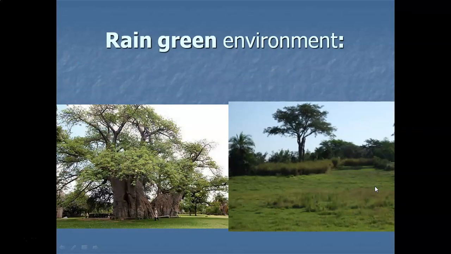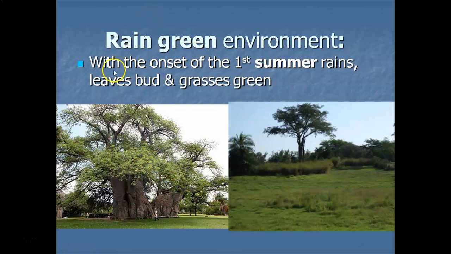Now, the famous thing about the tropical savanna is it's known as a rain-green environment. And I'm going to give you the definition of rain-green, and maybe the definition will help you remember what season is wet and what season is dry. And here's the baobab tree during the rainy, wet season. All right, so this is the definition.